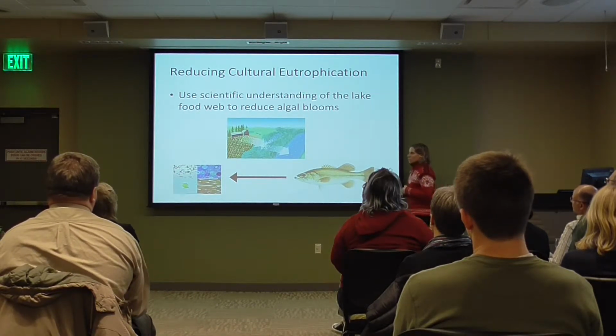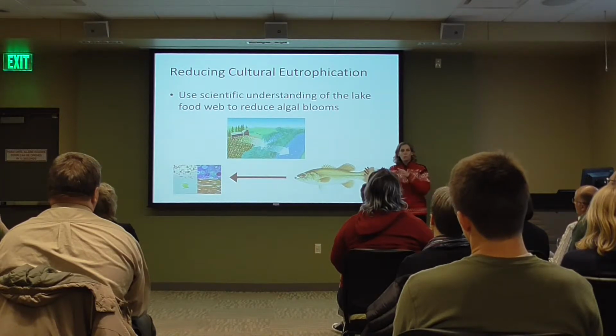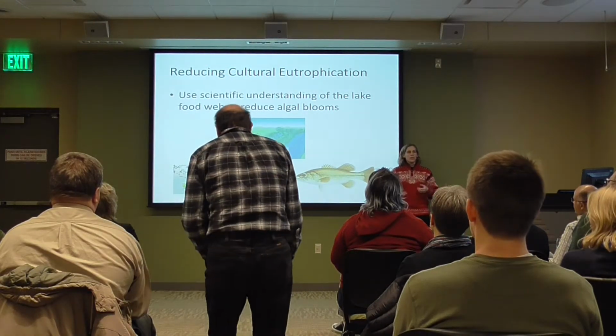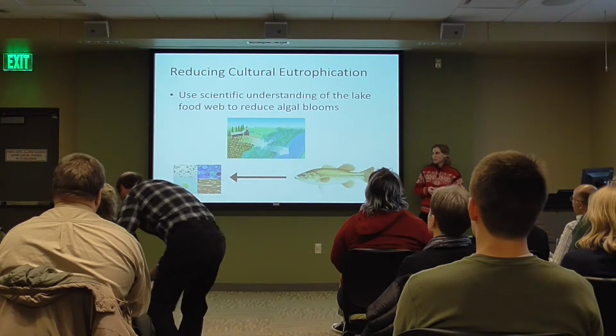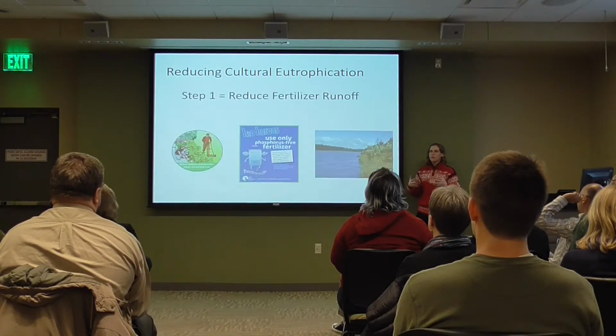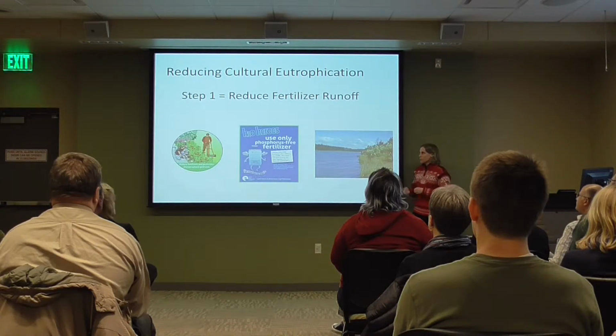One of the ways that we can do that is by helping to reduce runoff from actually getting into these water bodies. The other way is using food web dynamics, understanding predator-prey interactions to try and control algal blooms using our knowledge of the food webs themselves.